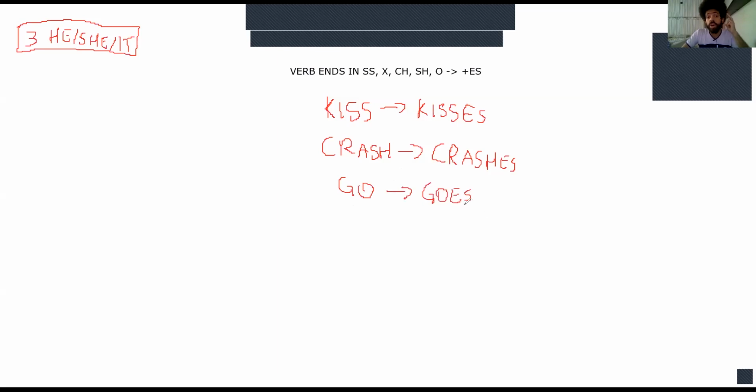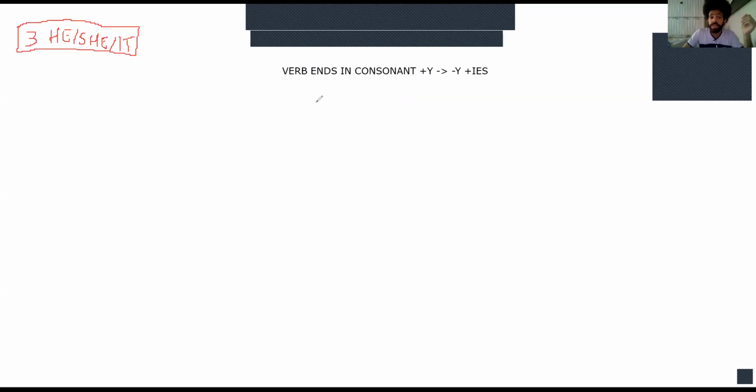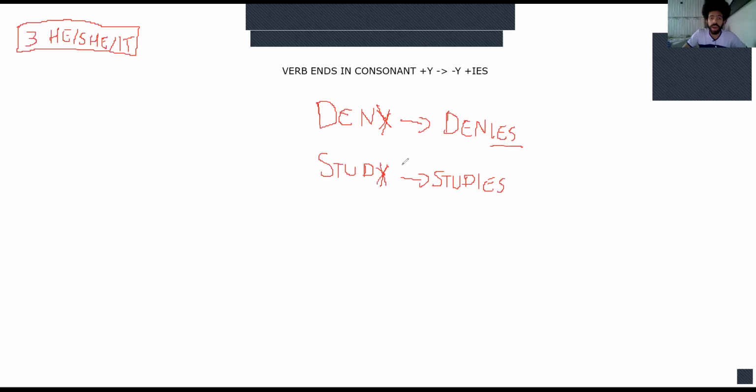Okay? Second rule, if the verb ends in consonant plus Y, you remove the Y and you put IES in third person. Se o verbo terminar na consoante com Y, você vai remover o Y e vai colocar no final IES. First example, deny. In third person, denies, without the Y and with IES. Second example, study. In third person, studies. You take out the Y and you put IES.